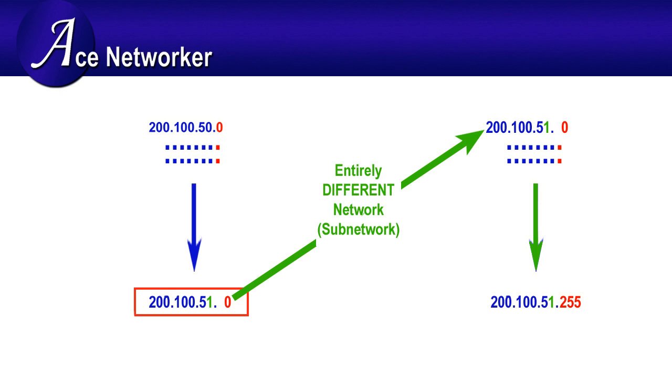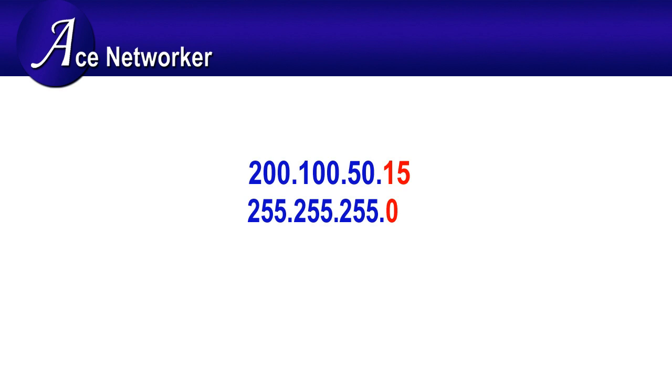Okay? So let's try to clarify this a little bit more. If we were to binary AND together the IP and the subnet mask, we would see that the network portion is 200.100.50 and the host portion is 15. Let's duct tape down these first 3 octets because of the subnet mask so that they don't move, okay? Because we're going to stay within this network.